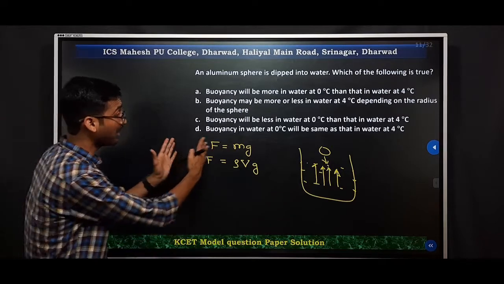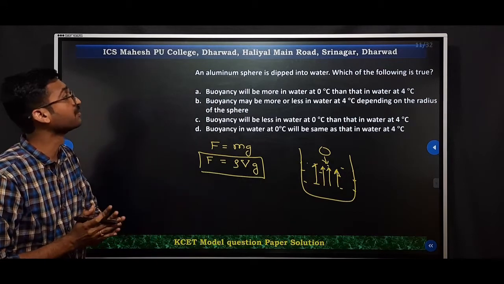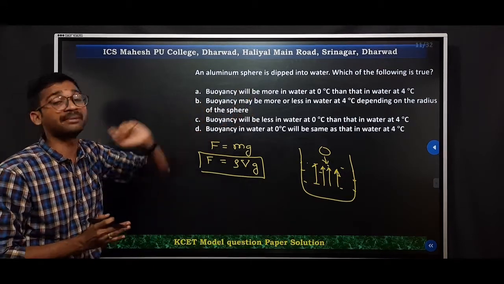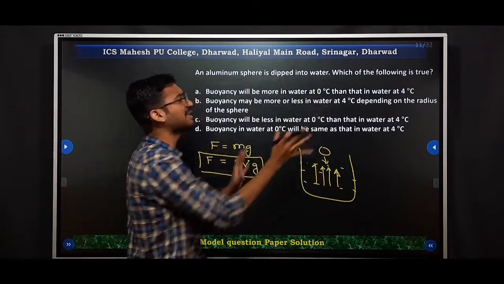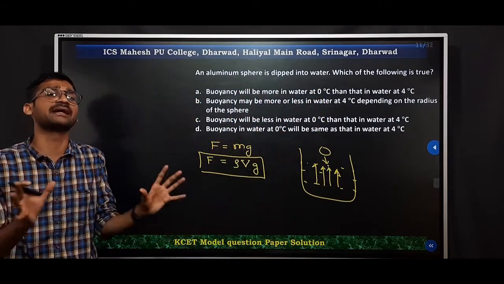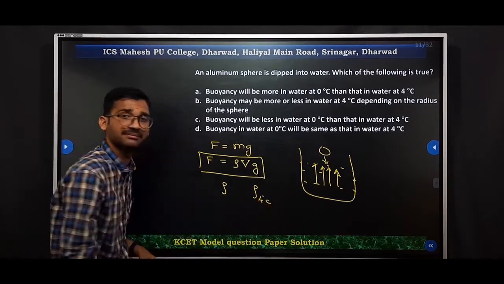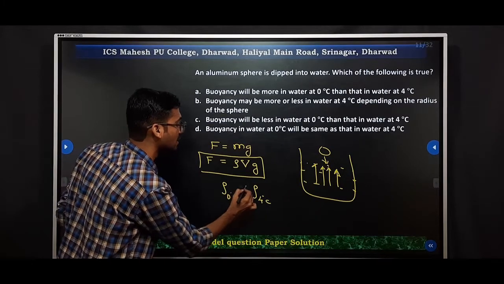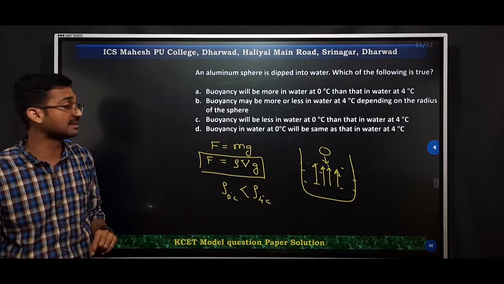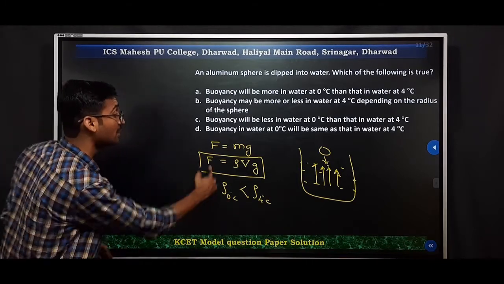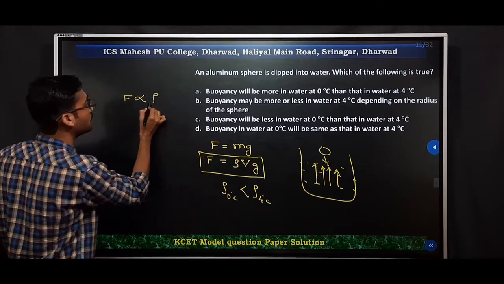By all these physical quantities, we have to compare one thing here, and the temperatures we have to find out now. We know that at 0 degrees Celsius and 4 degrees Celsius, if I compare, density will be more at 4 degrees Celsius than at 0 degrees Celsius. Therefore we can write here rho at 4 degrees Celsius is greater than at 0 degrees Celsius. If it is so, from this equation I can write here, F is directly proportional to rho.